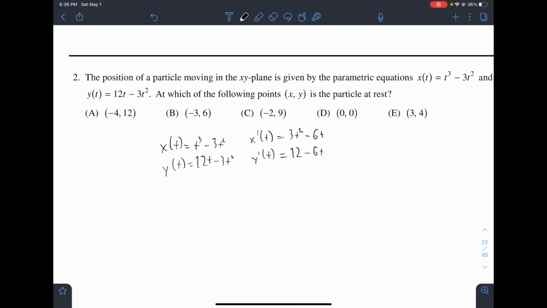So let's see if we can simplify x prime of t a little bit. We can take a 3t out of everything, so 3t, and then we multiply this by t minus 2. Now this will be the same thing as what we had in our original derivative. So now we can simplify y prime of t. We can take out a 6, and then 6 times 2 is 12, and then 6 times t is 6t, of course. So 6 times 2 minus t, that's how I simplify.